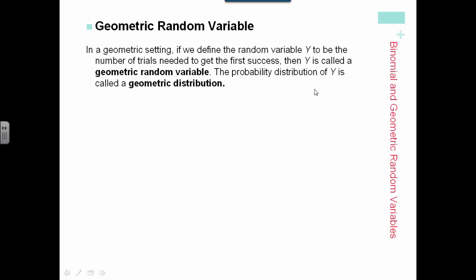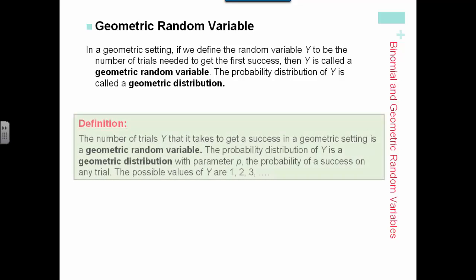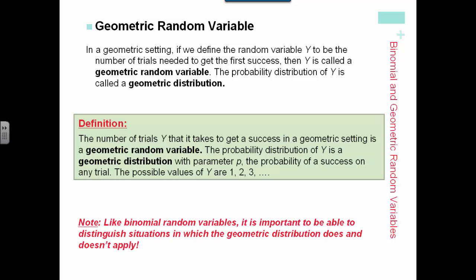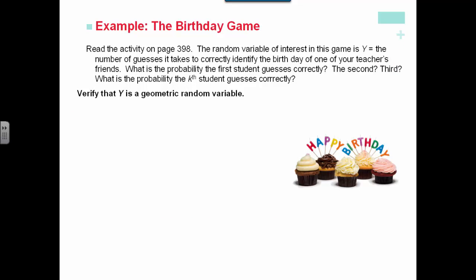In a geometric setting, if we define the random variable y to be the number of trials to get the first success, y is called the geometric random variable. The geometric distribution gives the probability of success on any trial, and the possible values are 1, 2, 3, and so on. Like binomial random variables, it's important to be able to distinguish situations in which the geometric distribution does and doesn't apply.